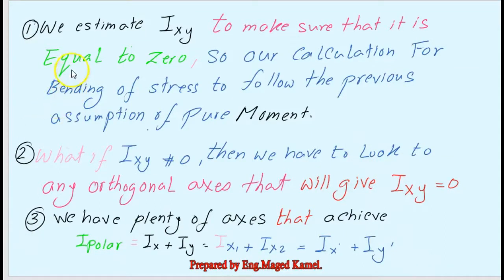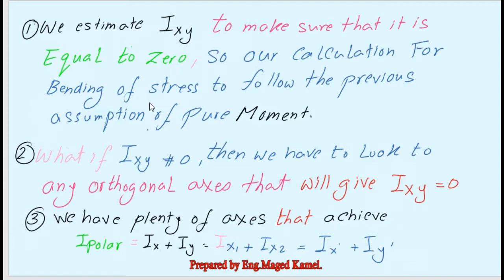Hello again. Now we will estimate the Ixy, the product of inertia, to make sure that it is equal to 0. So our calculation for bending stress follows the previous assumption of pure moment. From the assumption of pure moment, we have the neutral axis must pass by the CG.